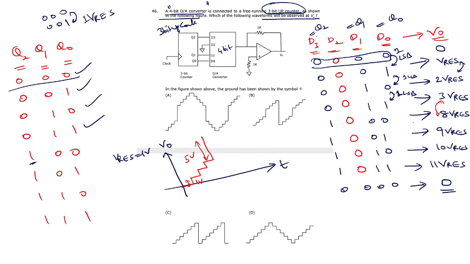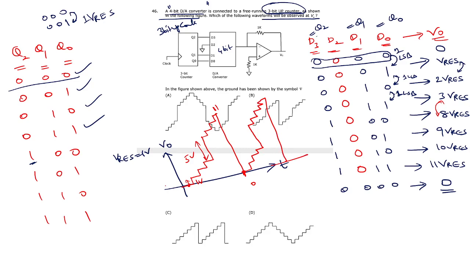Then what happens? Again, from 8, it will go to 9. The increment is not that great. Then 10, then 11. Then it falls back suddenly to 0. From 11, it will become 0. Then again the same cycle will repeat. Again goes up, goes up, goes up, goes up. Again comes back.